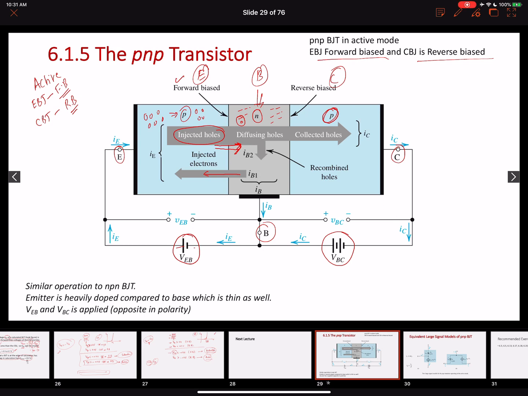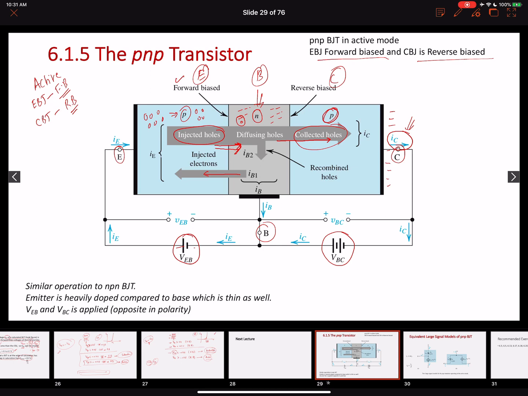The rest of these holes will be swept across this junction into the collector terminal, right? This is negative here, so these holes will be swept across it. All of these holes that started from the emitter and were injected into the base, and then swept across the collector-to-base junction to the collector terminal, will mainly constitute the collector current. Since our collector current is because of these holes, the direction of the collector current is also reversed now.